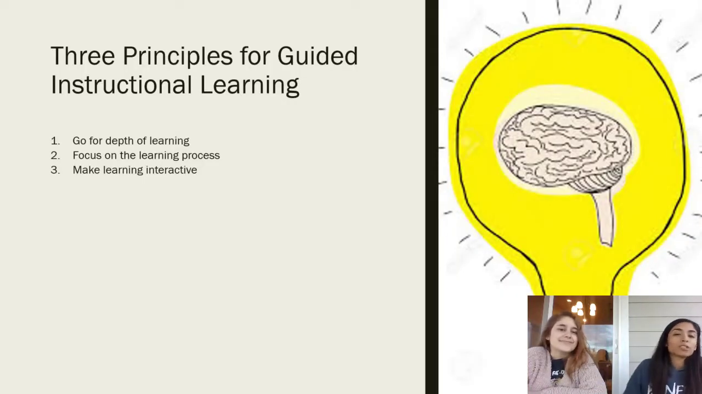So the first half of the chapter talked about the three principles for guided instructional learning. The first one was go for depth of learning, the second one was focus on the learning process, and the third one was make learning interactive.